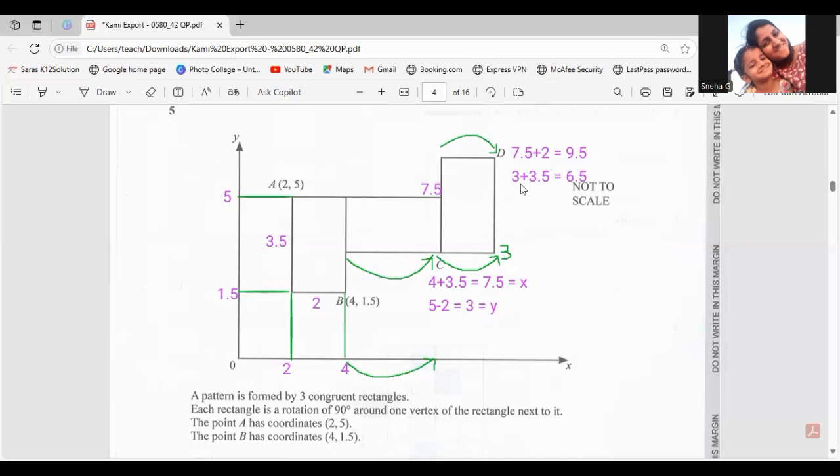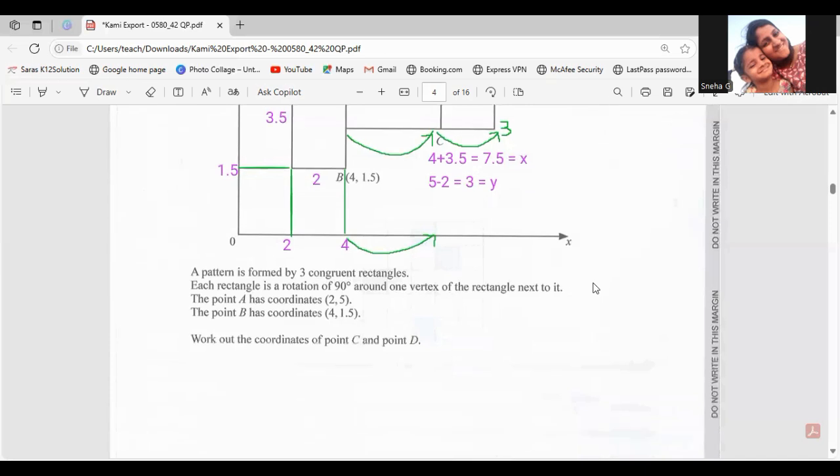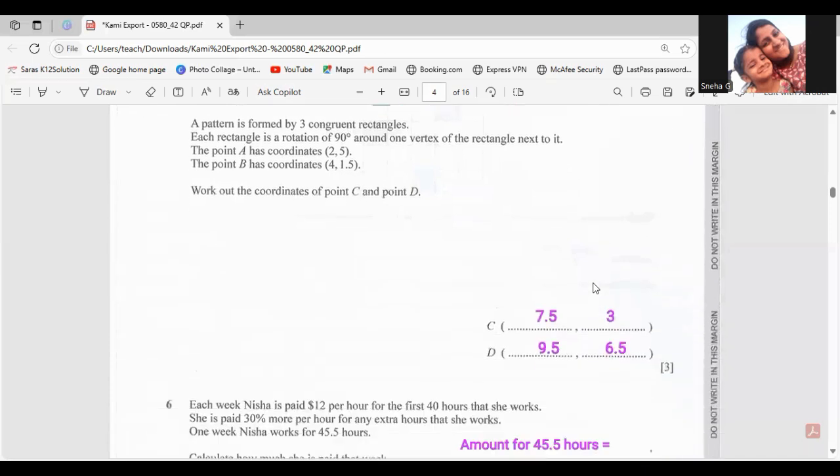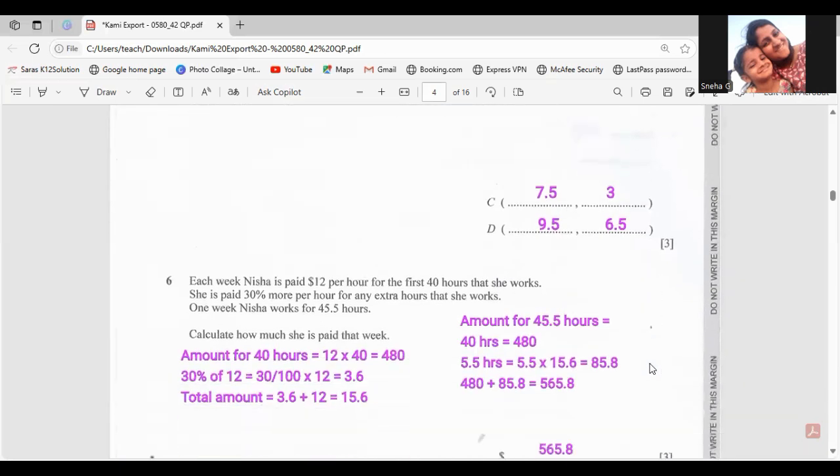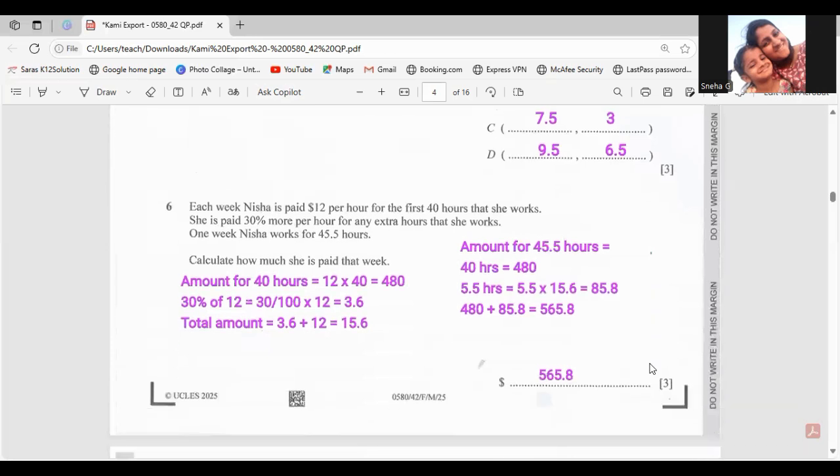And originally, the D has y coordinate as 3, and that got increased with this width or the height, which was 3.5. So 3 plus 3.5, the final answer is 6.5. So this is how we have worked out the coordinates for C and D. So C is 7.5 comma 3 and D is 9.5 comma 6.5. Moving further to question number 6 in this question paper.